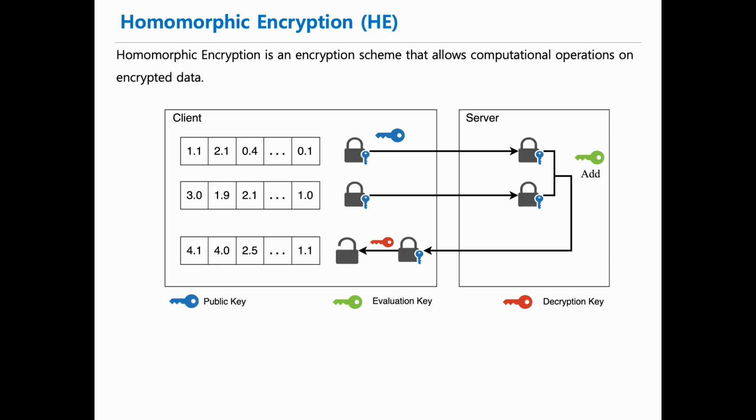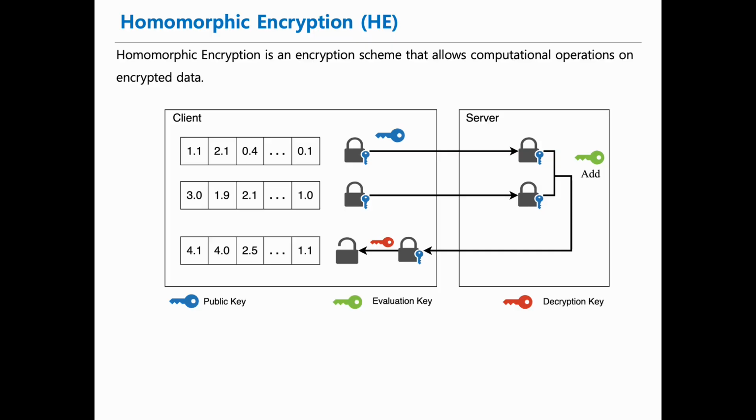Homomorphic encryption is an encryption scheme that allows computational operations on encrypted data. It is used to protect the privacy of data in scenarios where operations are entrusted to third parties. Firstly, the user creates a public key, evaluation key, and decryption key pair. And the user encrypts the real number vectors with a public key and passes the ciphertext with the evaluation key to the server. The server operates without decryption based on the evaluation key and the ciphertext received from the user. In this figure above, the addition operation was performed.